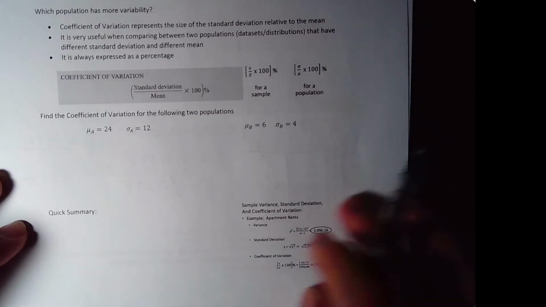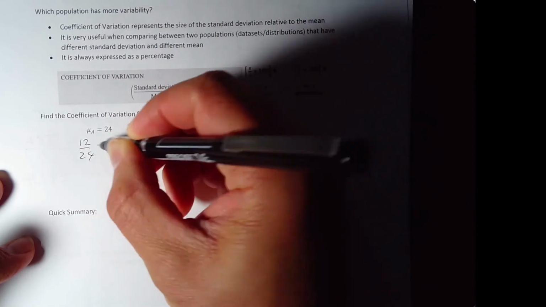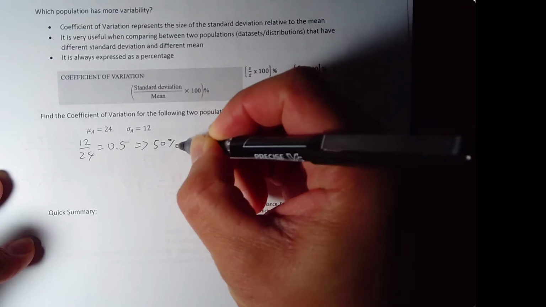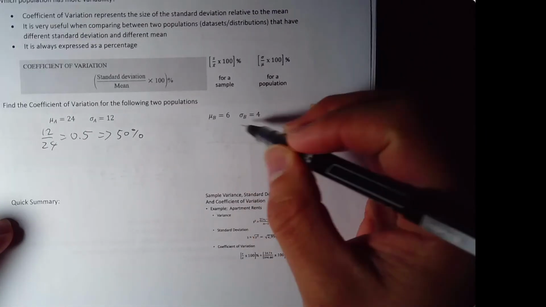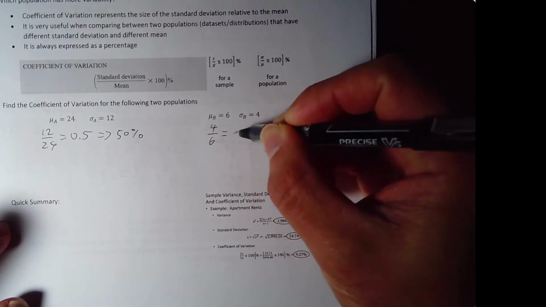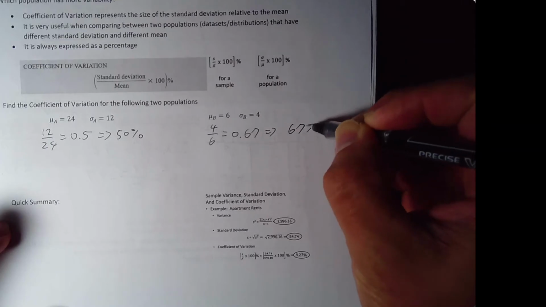Okay, so let's calculate the coefficient of variation for both of these. We don't have a notation for them, but here we go. So this is simply 12 over 24 equals 0.5, so that gives us 50%. Whereas here, population B is 4 divided by 6, which equals 0.67, which gives us 67%.